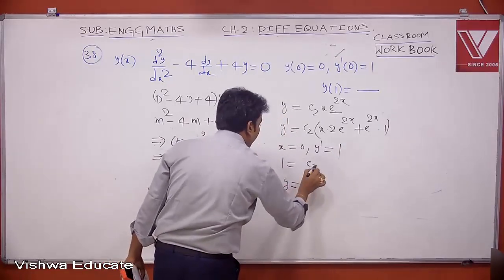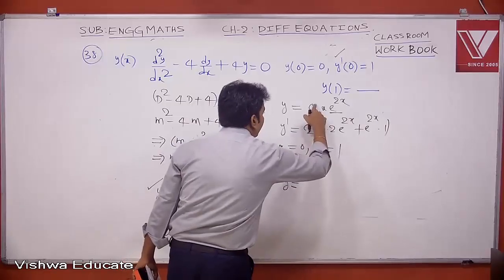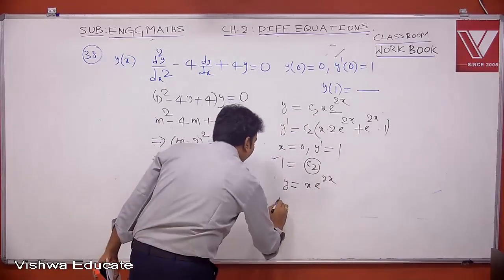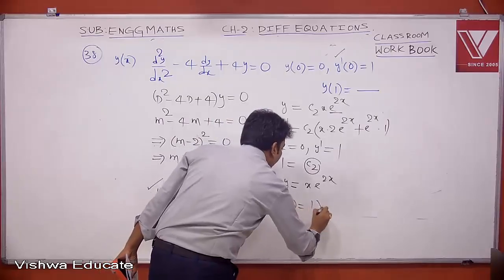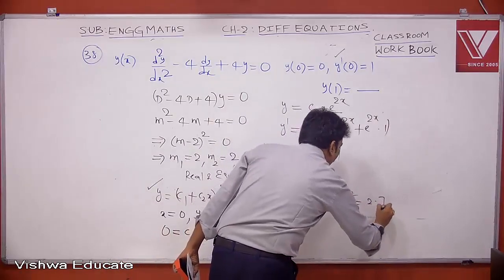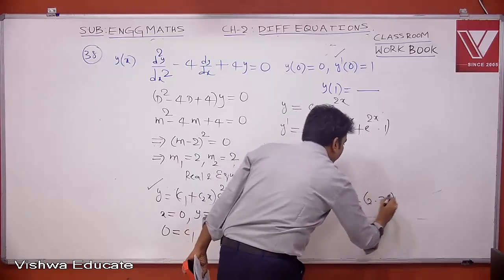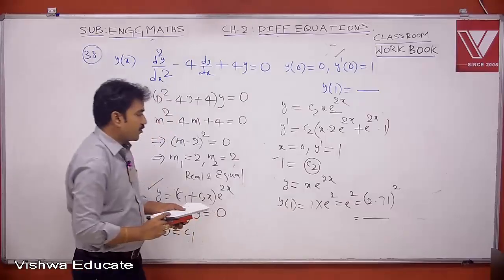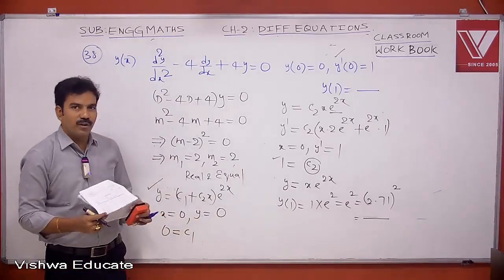Therefore, replace c2 by 1. In this case, y is x into e power 2x. Therefore y of 1 equal to 1 into e square. This is e square. So e is nothing but 2.71, whole square. If you simplify this, you get some value. So therefore the final answer is 2.71 whole square, right?